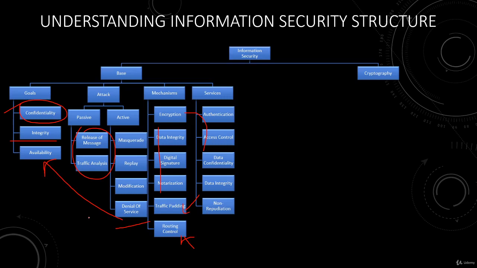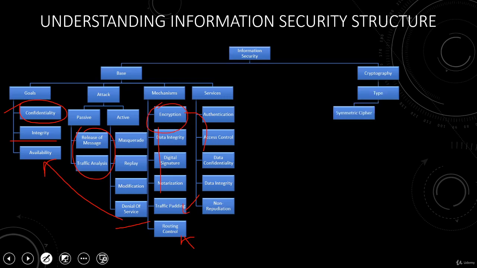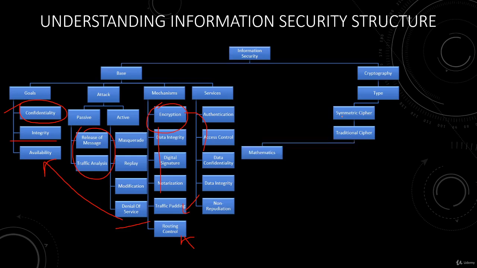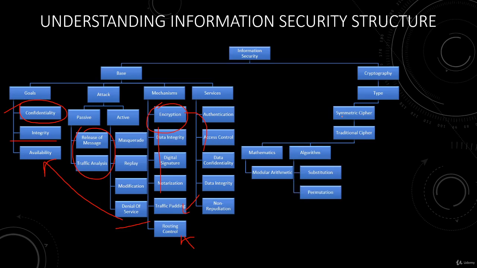Cryptography is one of the important pillars of information security, that is encryption, and it has two broad categories, symmetric cipher and asymmetric cipher. The symmetric cipher uses only one key for sending as well as for receiving, that is for encryption and decryption. In symmetric cipher, there are traditional ciphers, which were used hundreds of years back. In traditional ciphers, we have mathematics that involves modular arithmetic. The algorithms of traditional ciphers are broadly divided into two categories, substitution ciphers and permutation ciphers: changing the characters is substitution, and changing the position of the characters is permutation.